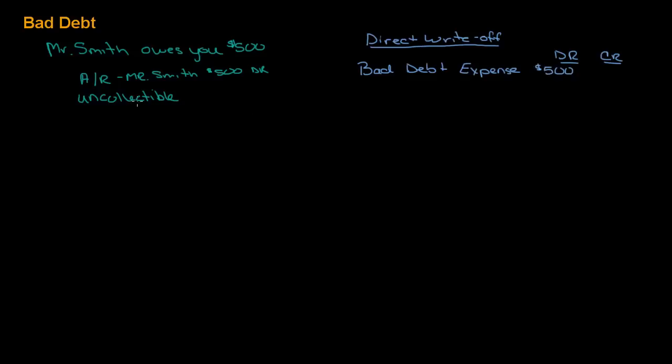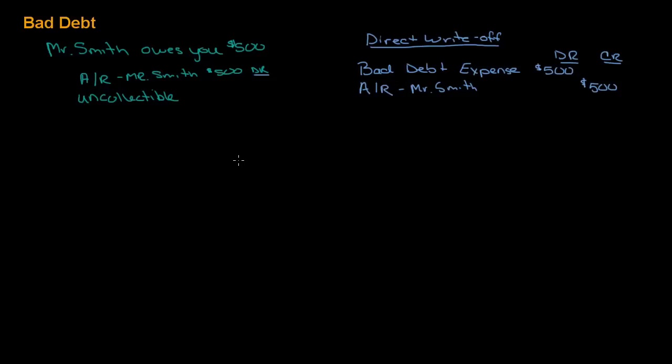And then, remember, we said that Mr. Smith is not going to pay us. We're deeming it uncollectible. So we need to reduce his balance down to zero and say Mr. Smith no longer owes us this money. So because I have a $500 debit balance, to get rid of it and bring it to zero, I'm going to have my accounts receivable, Mr. Smith, $500 credit. So that brings his balance to zero, and I'm recording bad debt expense.